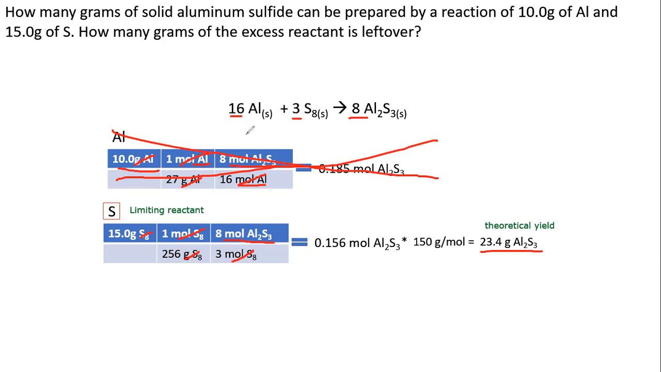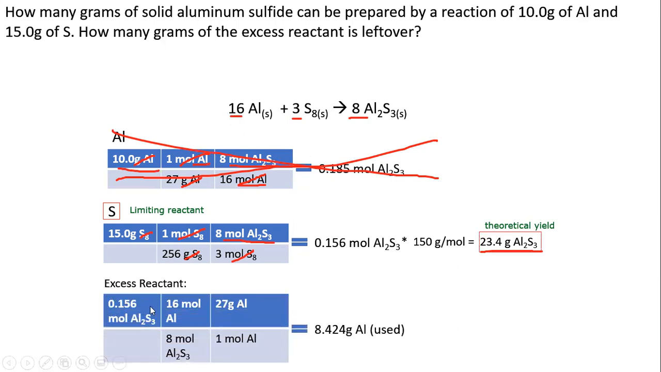So now we need to find the excess reagent. To find the excess reagent, we're going to take the moles of product produced by the limiting reactant, in this case the 0.156, and we're going to convert it to moles of aluminum. So we're actually back calculating from moles of aluminum sulfide to moles of aluminum. Again, we get the mole ratio from the balanced chemical equation, and then we multiply by the molar mass of aluminum to get the mass of aluminum that was used.